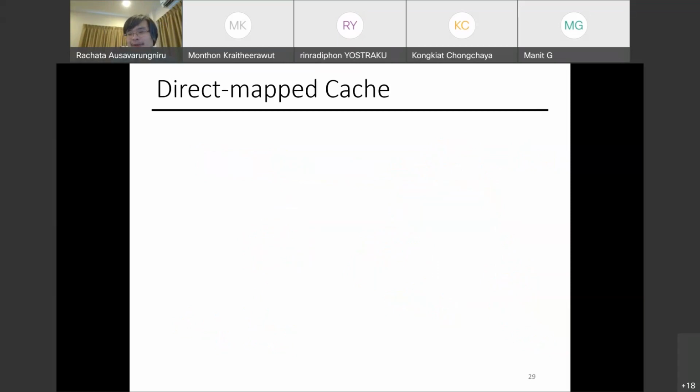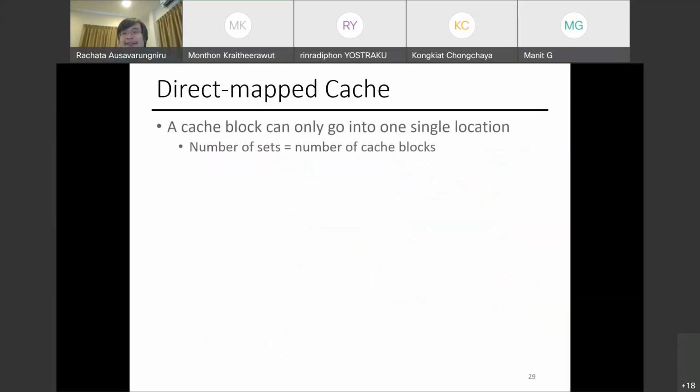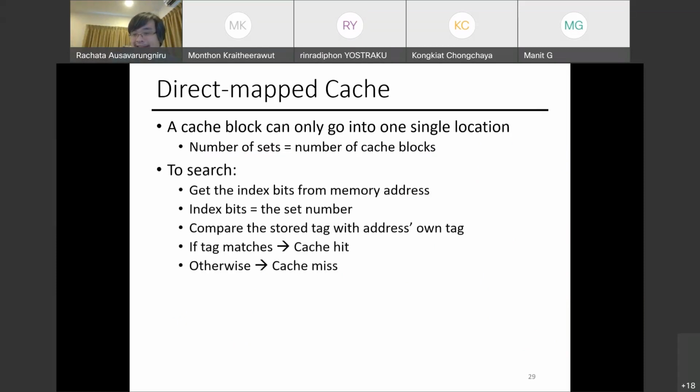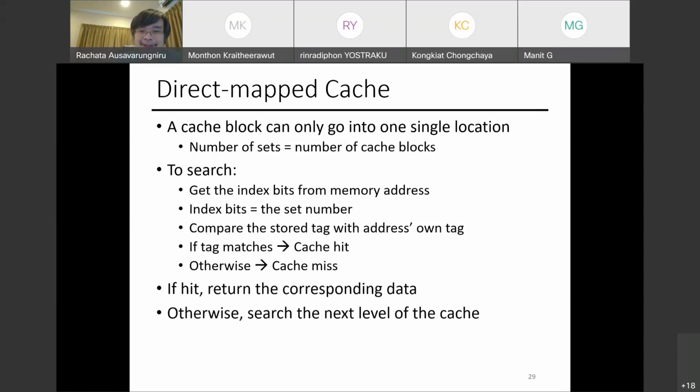Direct, and then there's multiple types of cache. Direct map cache means I only have one block per set. So if I map to that particular set and the tag matches, it's a cache hit. If the tag doesn't match, I don't have to search anymore, because there's only one block. If it's not there, it's not there. I go to the next level, the L2 or DRAM. If it's a hit, I return the data and the access is going to be fast. Otherwise, I search the next level of the cache.